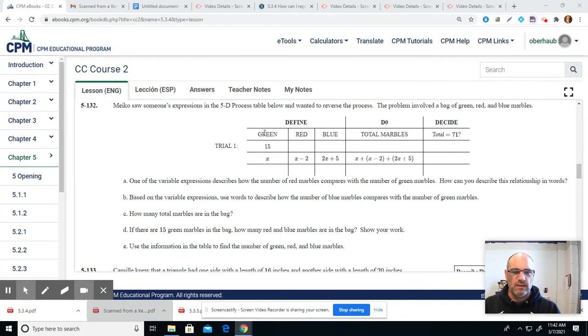All right, so I know this. I've got green marbles, red marbles, blue marbles. The do is where I'm going to add up all my marbles together, and it looks like when I add up all my marbles, I need to get to 71. So that's what's going on in this problem.